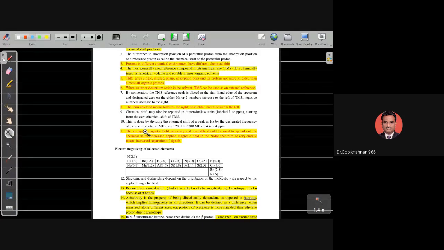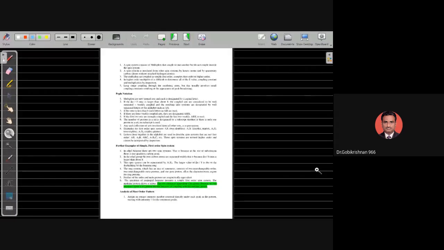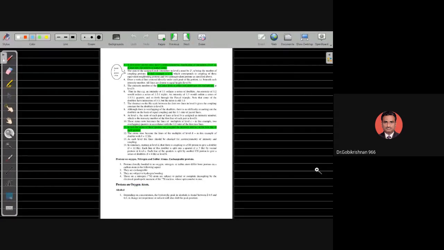See here, all of you, I will do one thing. The same thing, only a few points will be different. You can read up to page number 4. Don't go beyond that one because it will be more technical. You can't understand it. Even page number 3 you can't understand. Spin coupling, multiplicity, spin system, that also you can't understand.